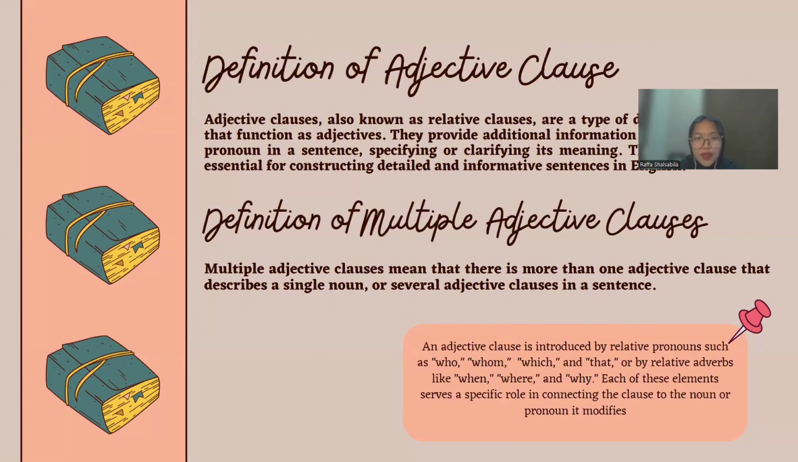Definition of multiple adjective clauses. Multiple adjective clauses are two or more adjective clauses that describe the same noun within a sentence. An adjective clause is introduced by relative pronouns such as who, whom, which, and that, or by relative adverbs like when, where, and why. Each of these elements serves a specific role in connecting the clause to the noun or pronoun it modifies. They can be connected with conjunctions like and, or written as non-restrictive clauses separated by commas. This structure allows readers or speakers to enrich their descriptions without breaking the sentence into several shorter ones.